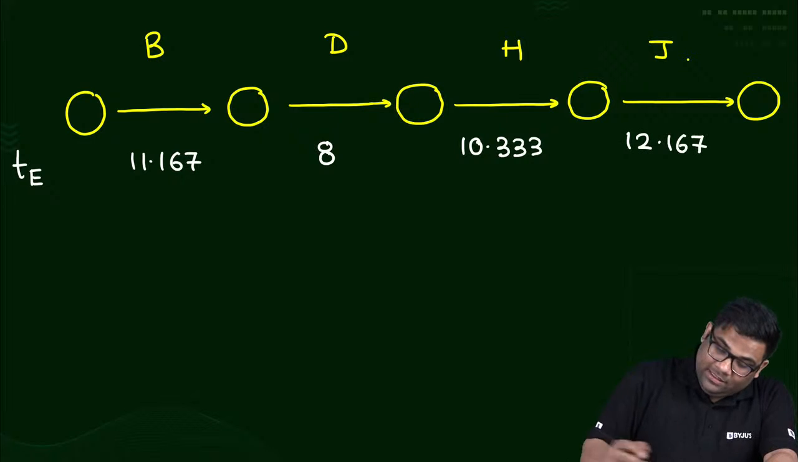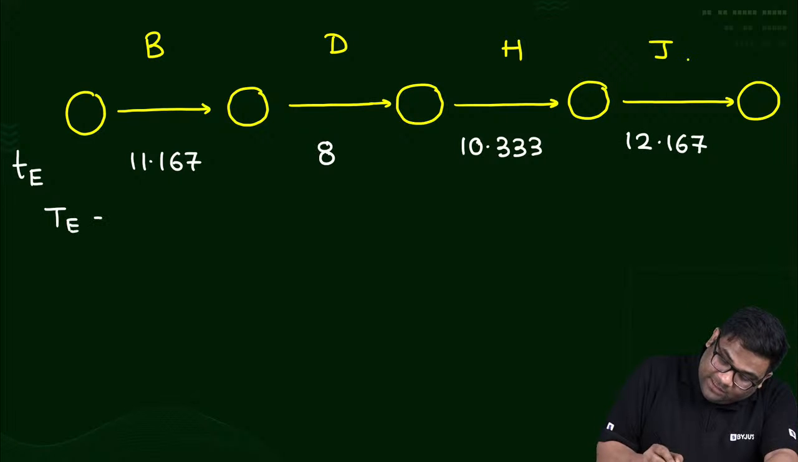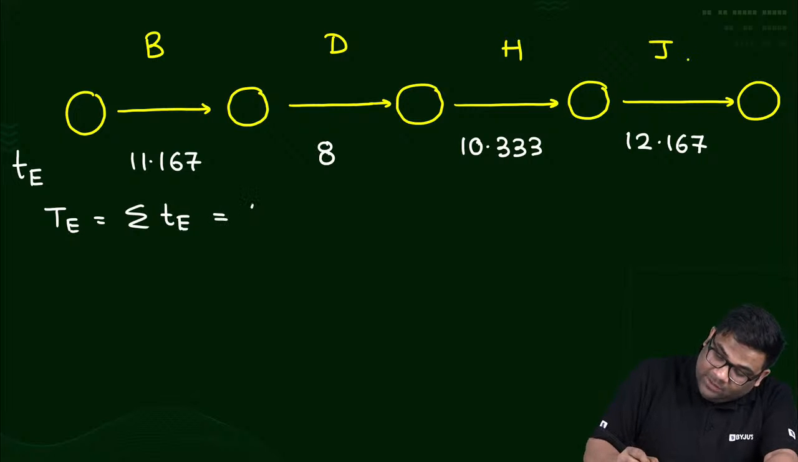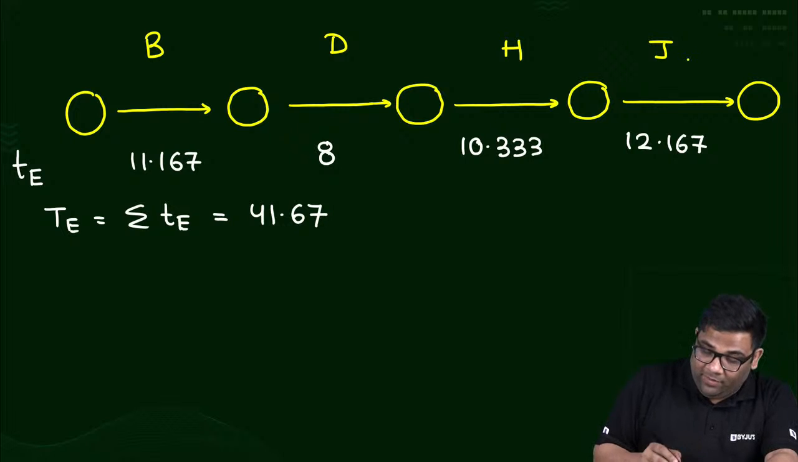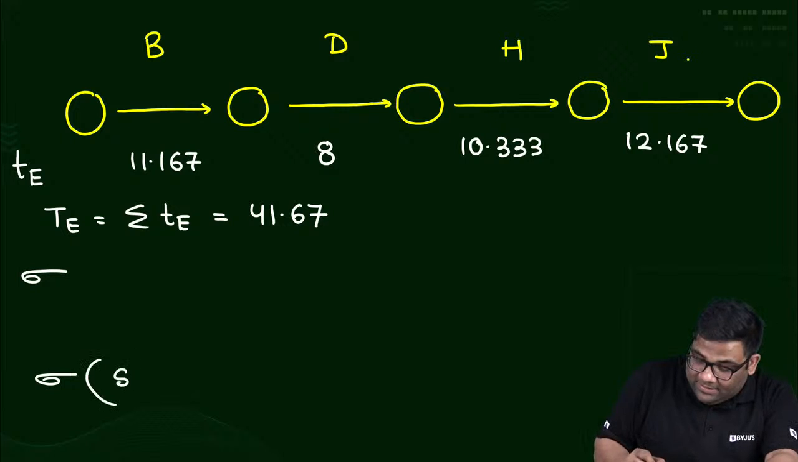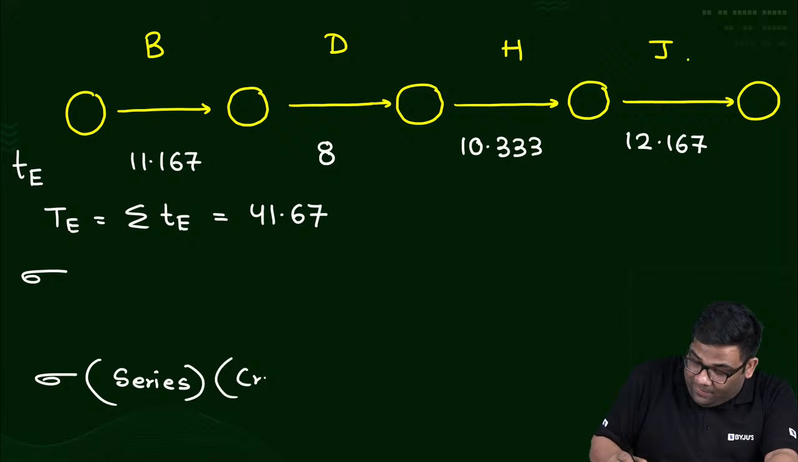Then the expected time of the project was the summation of the expected time of each one, so I got 41.667, or 41.67. Now, if I want to find the standard deviation of the series, it is the standard deviation of the critical path, and that becomes the standard deviation for the project.